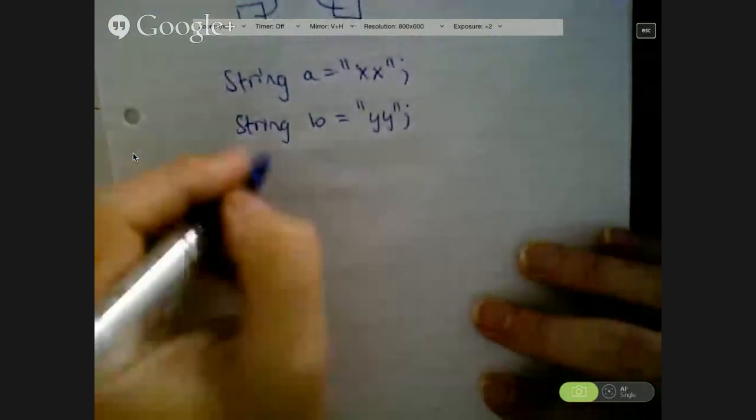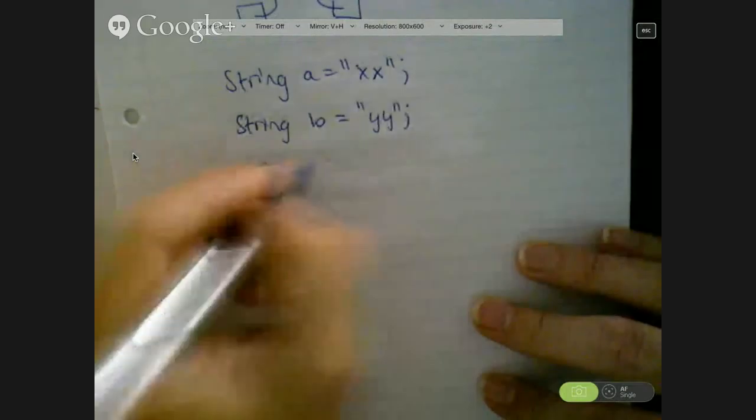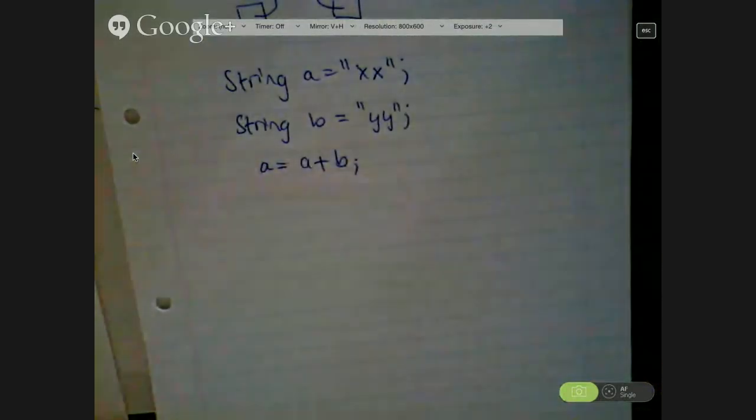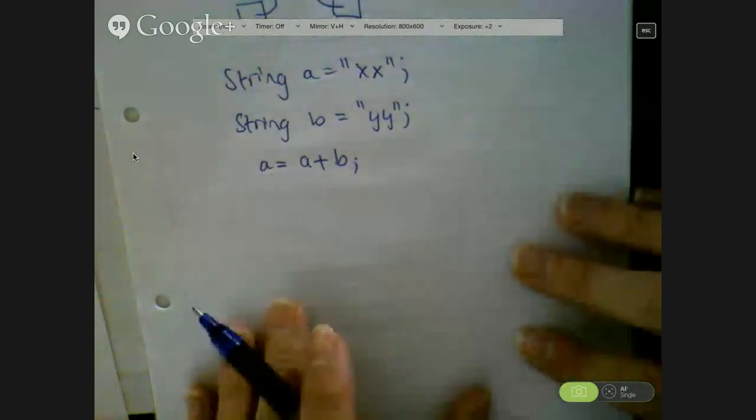If I say A becomes A plus B, we've seen this before. I can talk about it in class, but you can concatenate two strings. A and B will be concatenated, and I'll store the result in A. The way Java handles this is by not changing A at all, or the string that A points to. It just makes a whole new string.